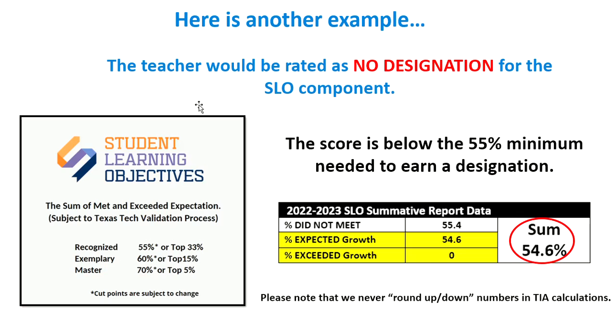Another example. Here we have an expected growth score of 54.6. Again, we never round up and we never round down. So a 54.6 would not turn into a 55. It would stay at a 54.6. Notice the minimum score you needed on your SLO was a 55. So because this teacher got a 54.6, they did not meet the minimum standard. So this would be rated as a no designation for the SLO component.